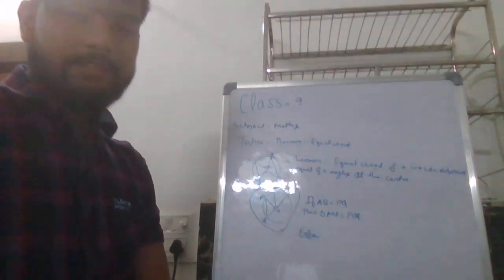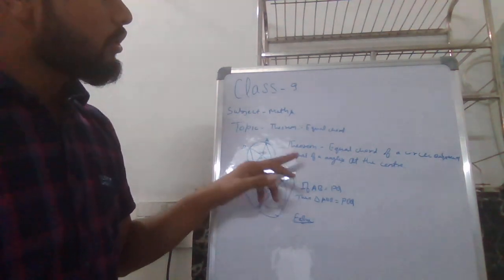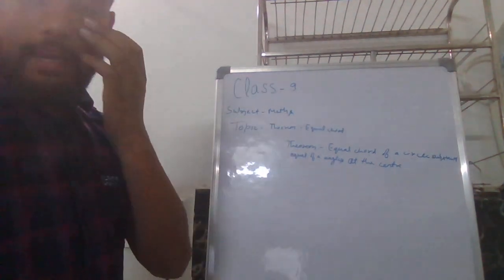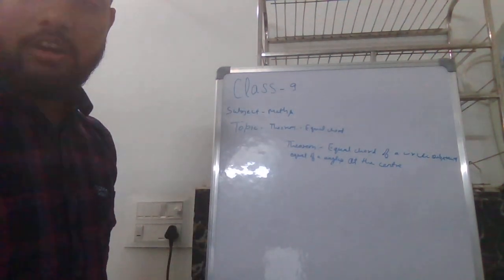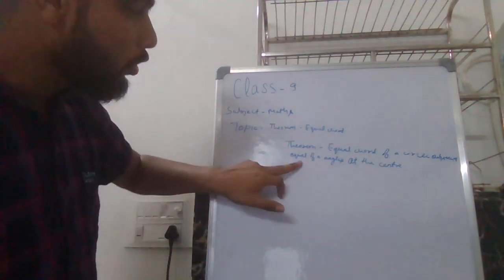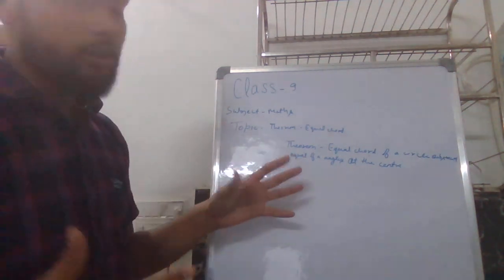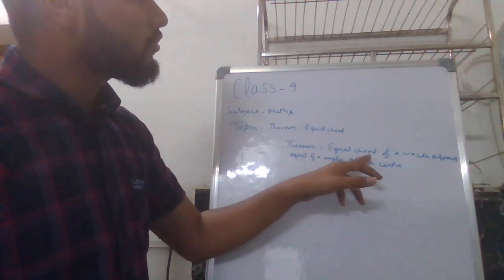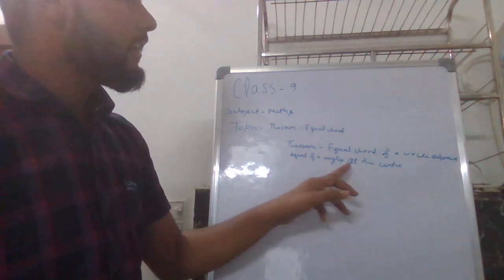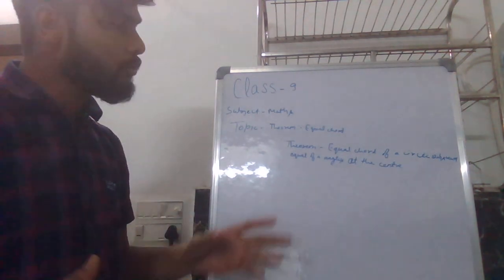As previously, we constructed the theorem circle, and now we have to prove this theorem. So here, what is the theorem? You can see that equal chords of a circle subtend equal angles at the center. So now we are going to prove this theorem.